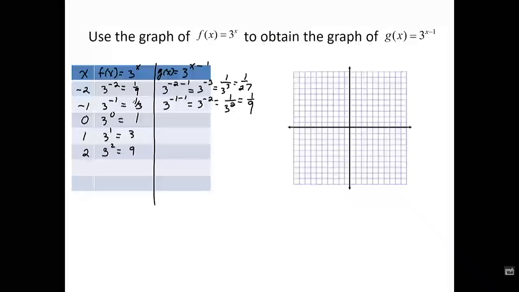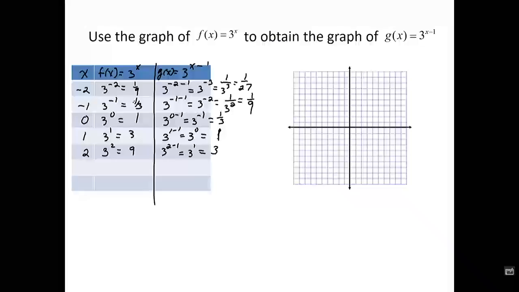When x is 0, I have 3 to the 0 minus 1, which is 3 to the minus 1, which is 1/3. When x is 1, we have 3 to the 1 minus 1, which is 3 to the 0, which is 1. When x is 2, we have 3 to the 2 minus 1, which is 3 to the first, which is just what? 3. All right, so now we can plot these, of course.